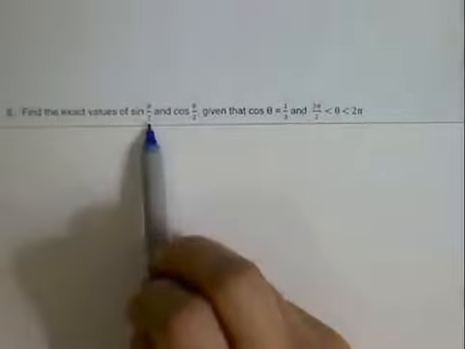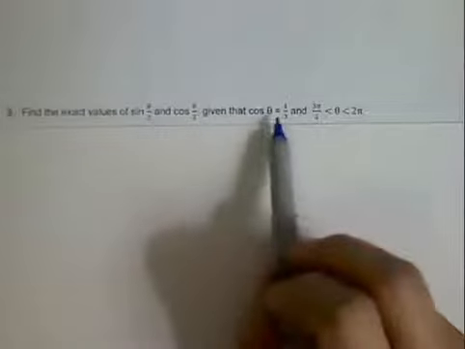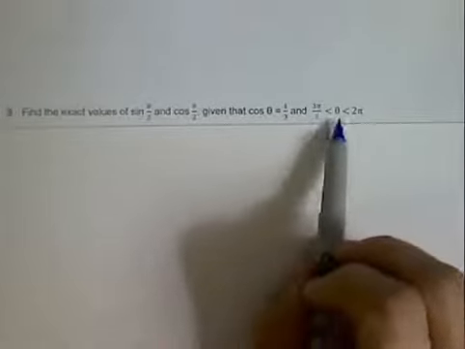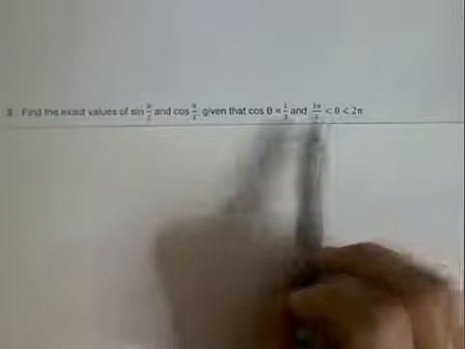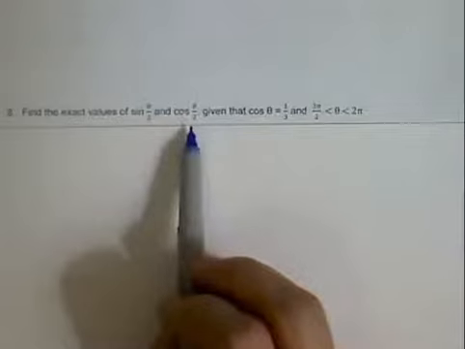Now let's look at number 8. In this one, we're trying to find exact values for sine of theta over 2 and cosine of theta over 2. We know the value for cosine of theta, and we know what quadrant theta is in. What we'll need to know for these formulas is what quadrant theta over 2 will be in, so we know whether to use the positive value or the negative value.